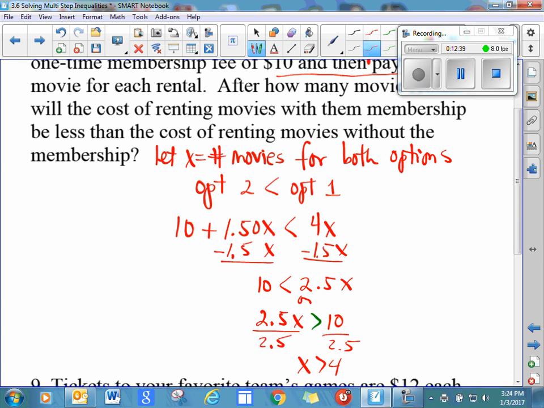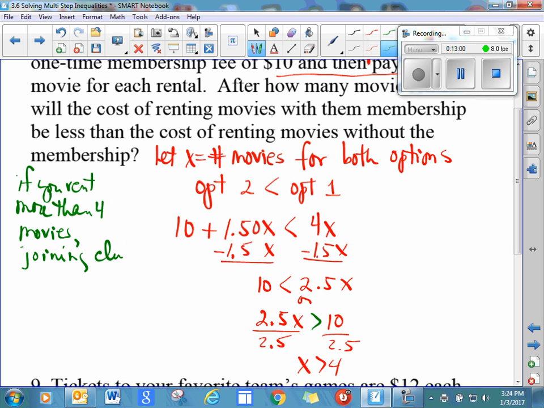So the answer to the question is, let me get the other color. If you rent more than 4 movies, joining the club is cheaper. If you're only going to rent 1, 2, or 3 movies, then just stick with the $4 per pop.